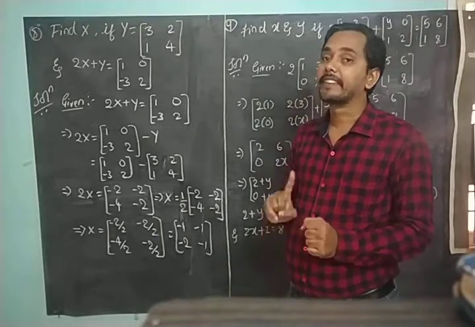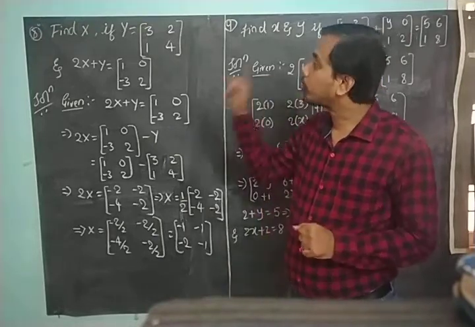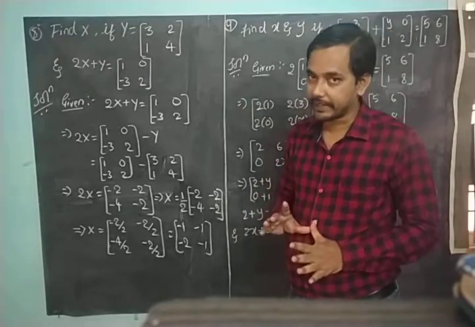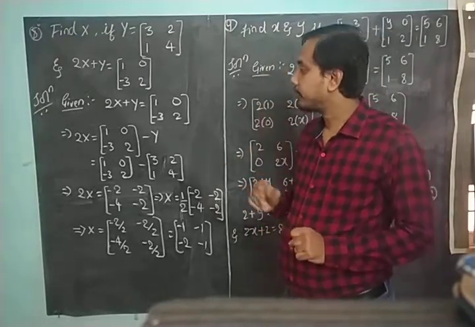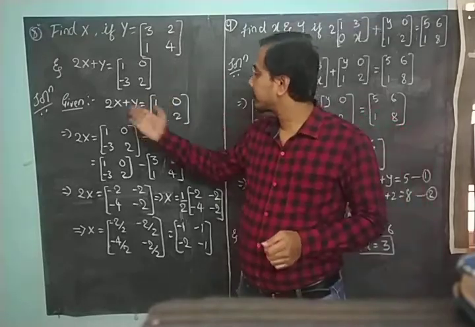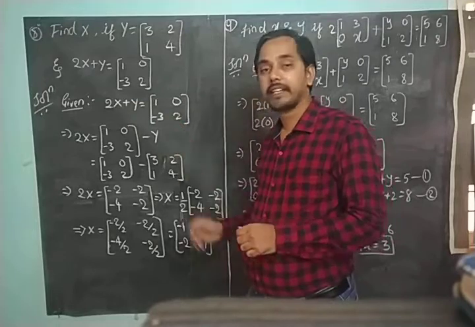Once again here x and y are matrices, and generally matrices are denoted by capital letters. So x and y are matrices. We need to find those matrices. So what is given to us? 2x plus y is equal to 1, 0, minus 3 and 2.